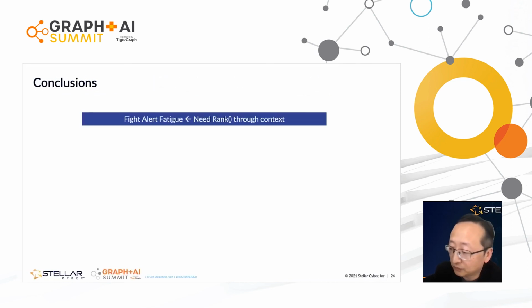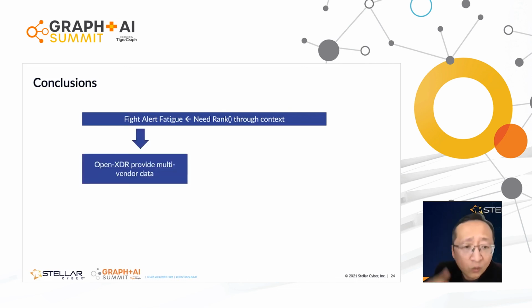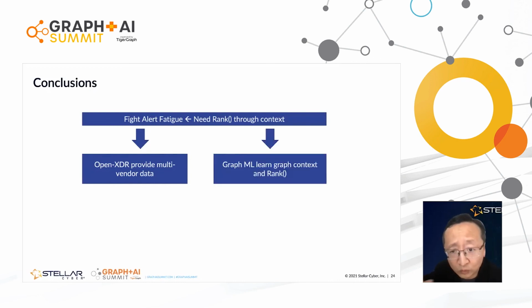So in conclusion, as I mentioned, digital assets become important. But in order to solve the attacks, we need to solve the alert fatigue problem. And rank through context is so important for that. On one side, we need open XDR, an open ecosystem to get all the vendors' data so we can stitch things together. The second, graph machine learning, is a good way to encode and learn the context so that we can rank on the context well.